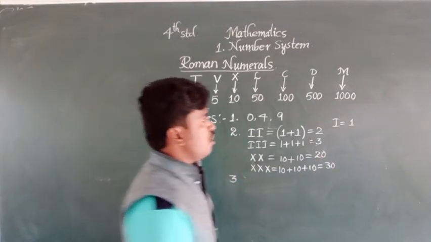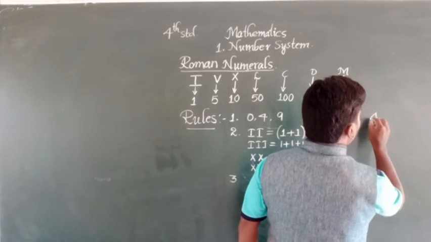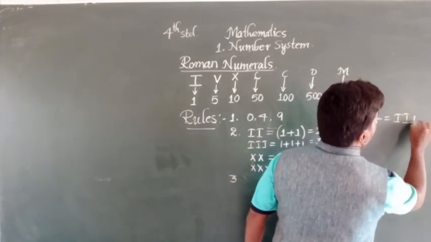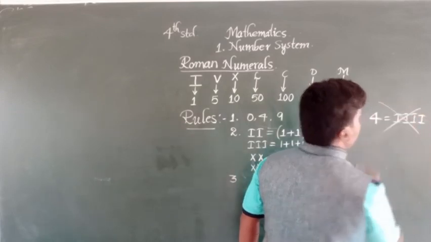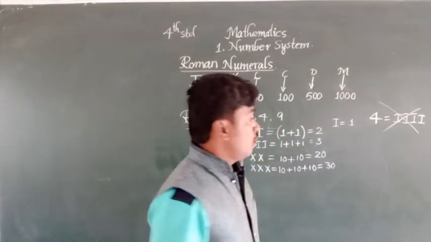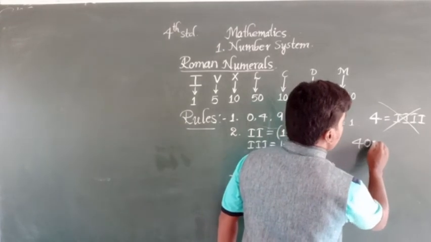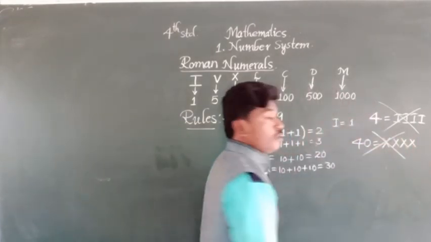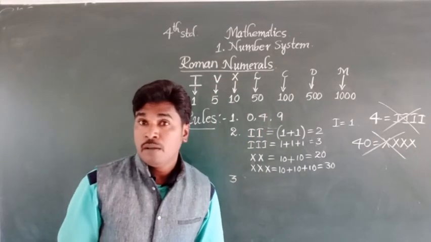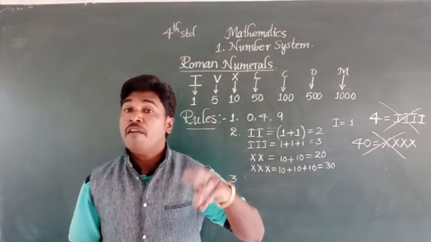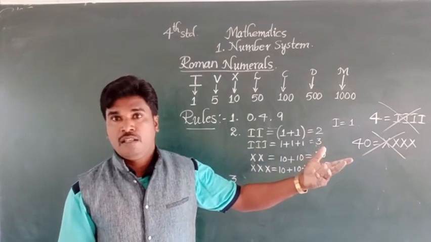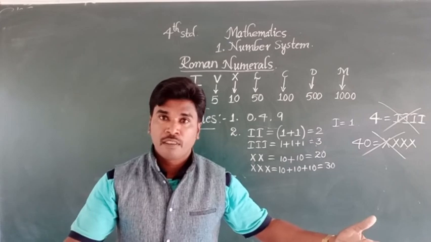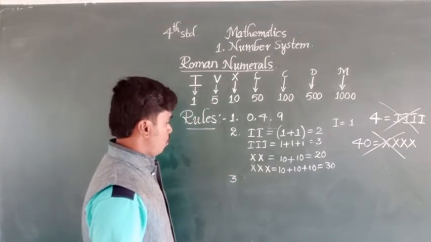If you want to write 4, you should not write IIII. So it is wrong. If you want to write 40, you should not write X 4 times. It is also wrong. Maximum of 3 times you can repeat the Roman letters. More than 3 times it is not possible to repeat it. Okay? This is the third rule.